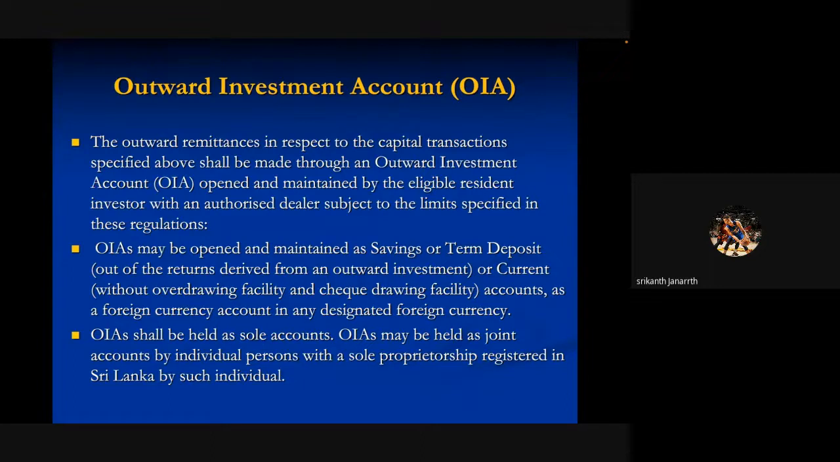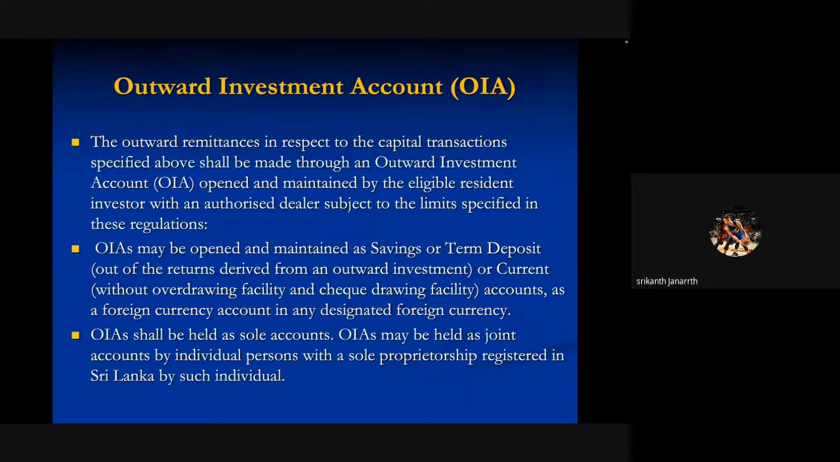But then what are we talking about? OIA funds can be kept in savings and term deposit. That is after making the investment. When your returns are coming, you bought the Google shares, now you sold them. Those are sale proceeds. You got a dividend. All that can come back to your OIA. Those funds can be kept in a term deposit. So you should understand the OIA: when you're making an initial payment, you have to send it on the same day when you convert it and put it into the OIA account. Once the OIA money is invested, then the return can come back and be credited to the OIA. That can be kept as savings or a term deposit.